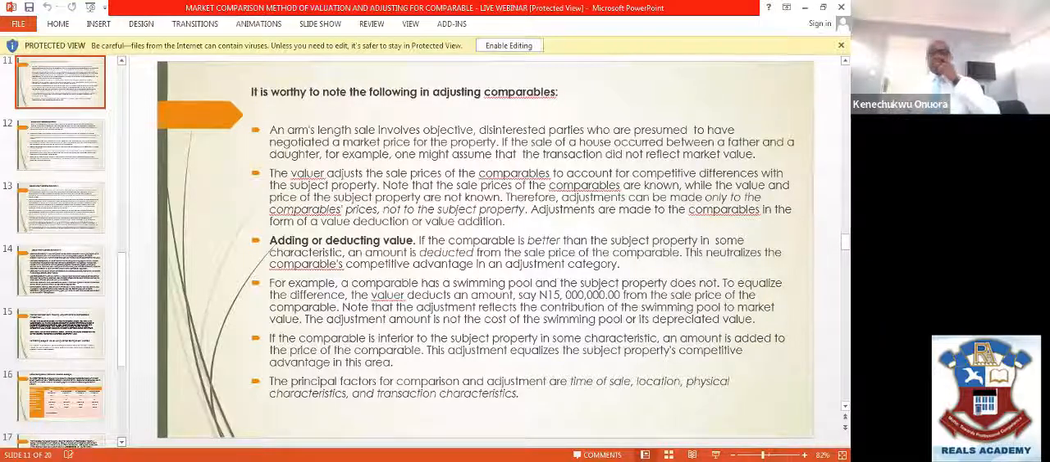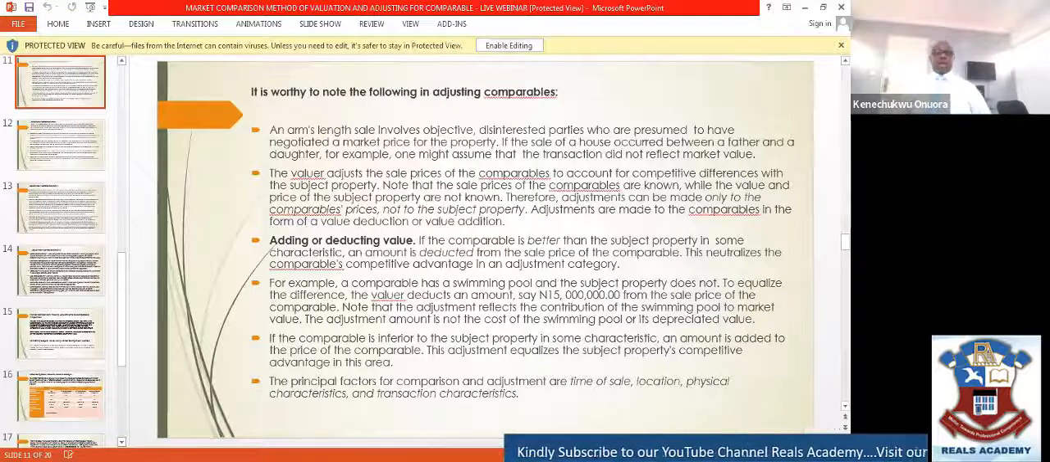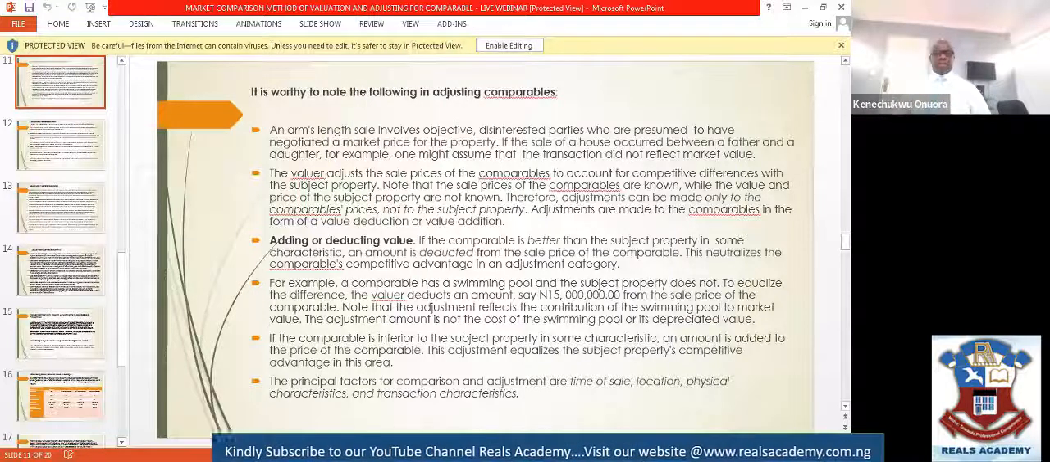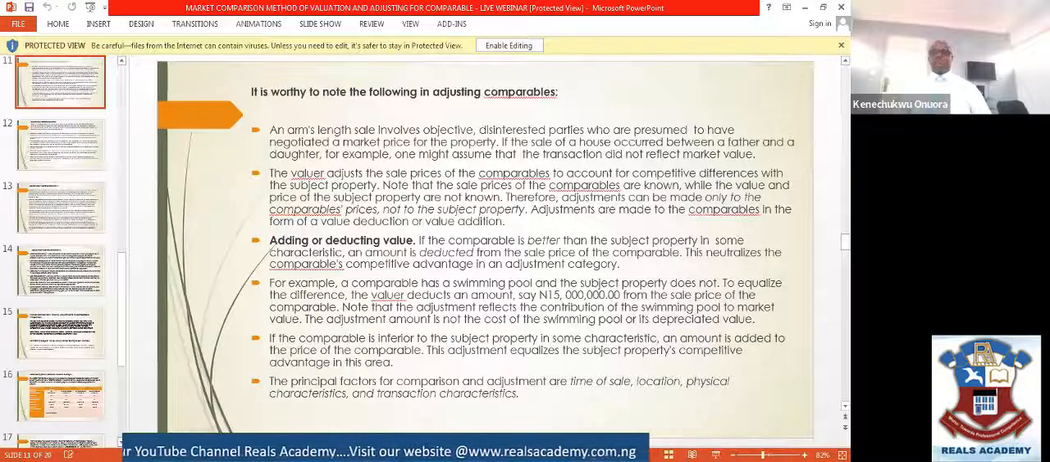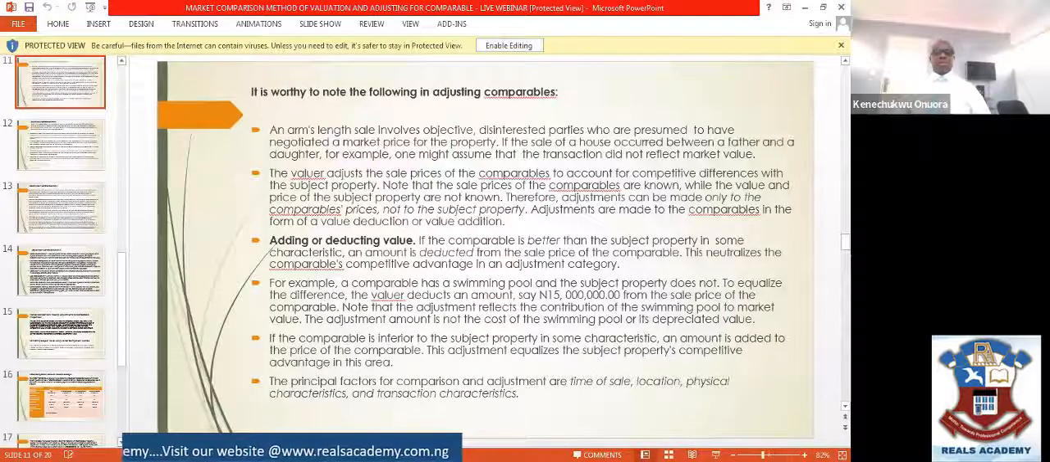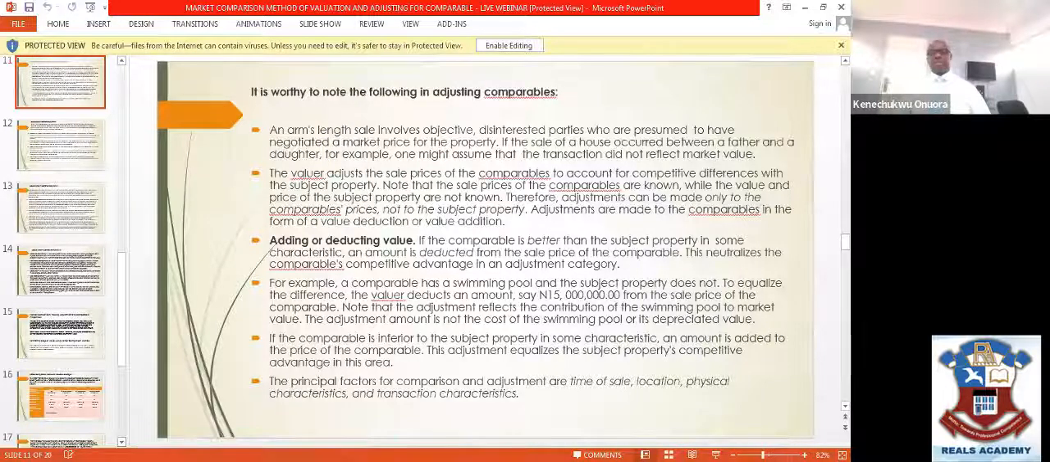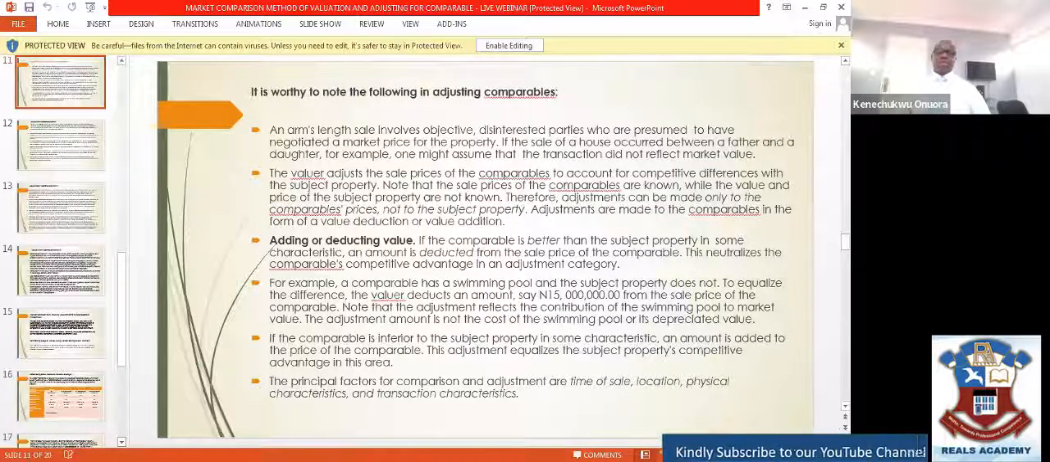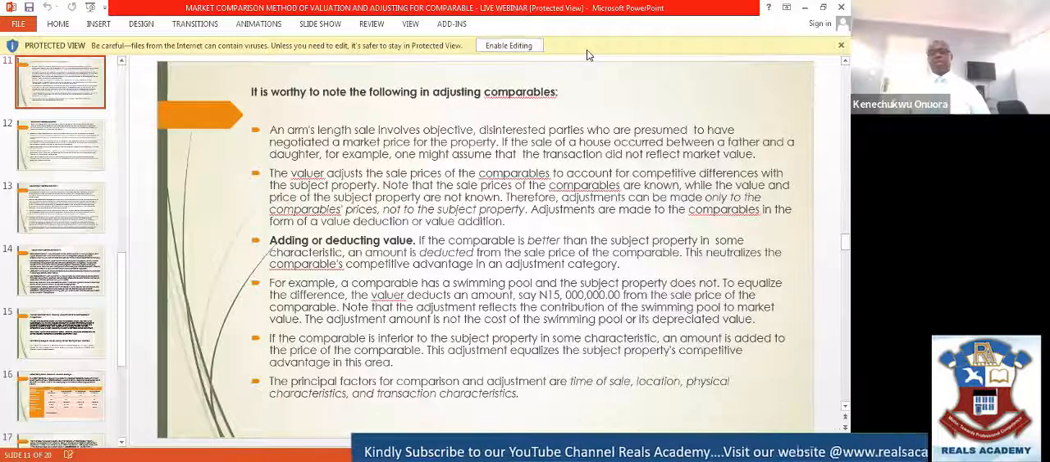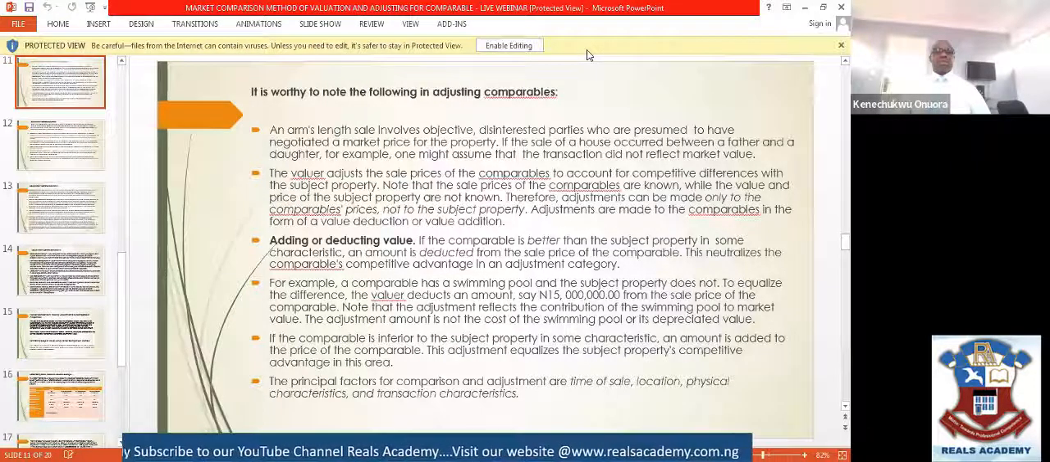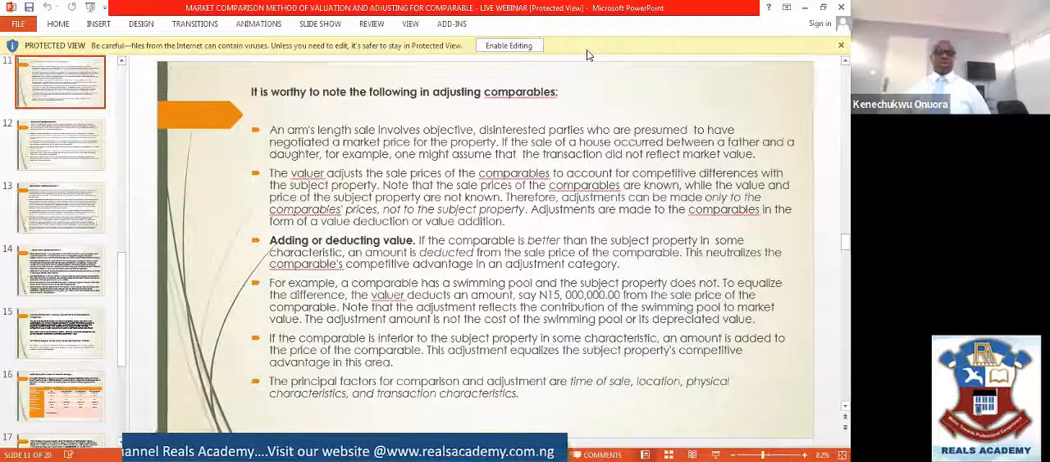If, for instance, your comparable has a swimming pool and the other does not have, you need to equalize the difference. The value deducts an amount, say 15 or 10 million naira, from the sale price of the comparable. You need to note that this adjustment reflects the contribution of the swimming pool to market value. It's not necessarily the cost of the swimming pool, and it's not depreciated value. Same thing when you have a lift and you have a mature lawn.